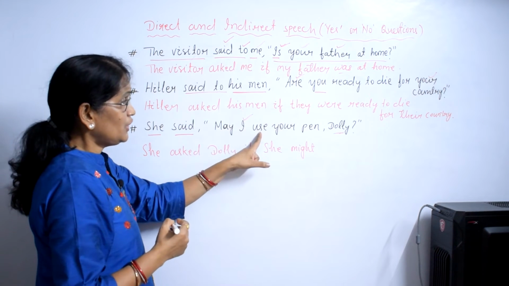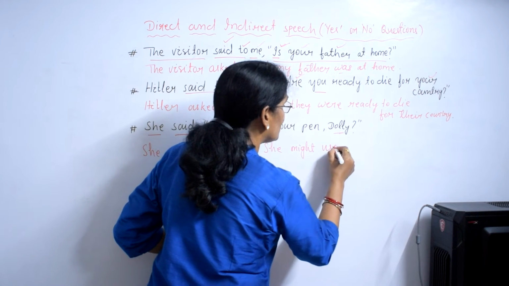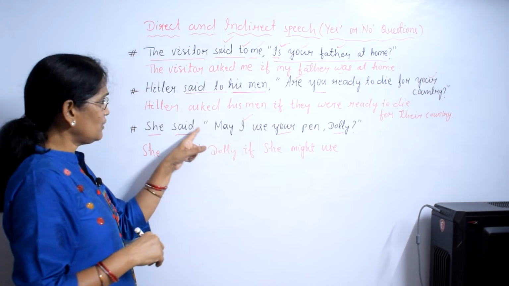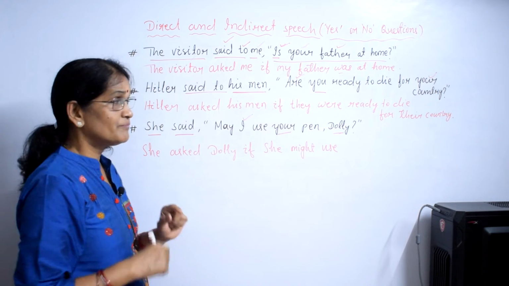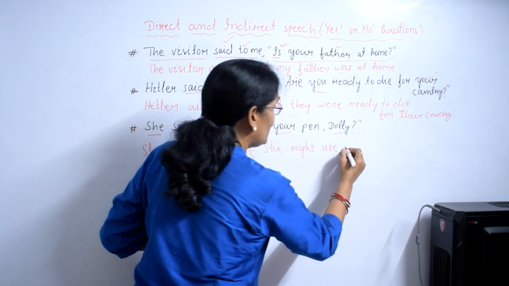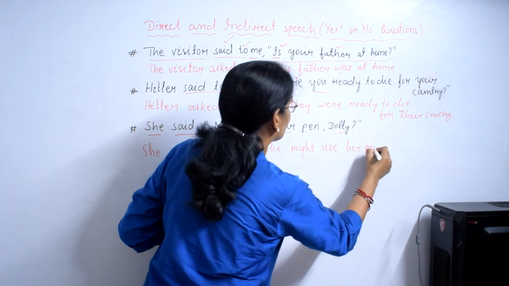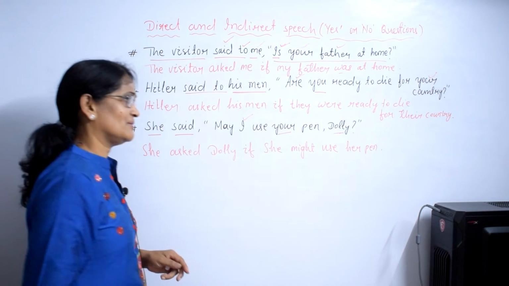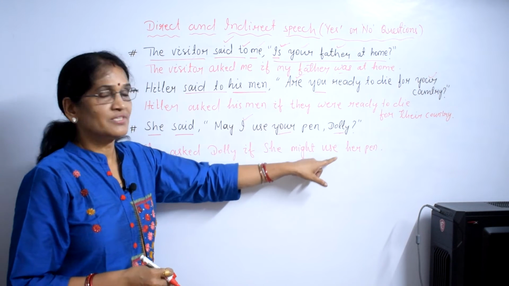She might use your pen. Your possessive pronoun will be changed as per object. Object Dolly, feminine gender. So what will it be? Her pen. Full stop. Understand? She asked Dolly if she might use her pen.